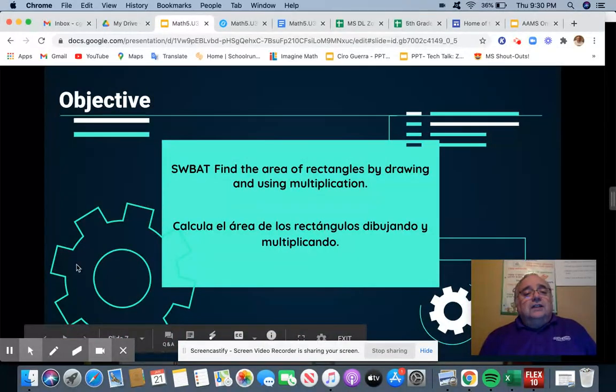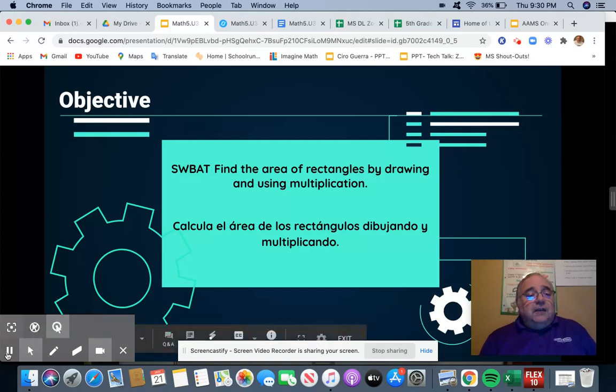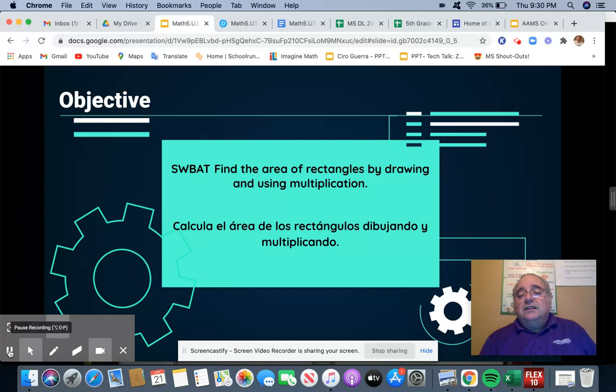Teachers, let's have a brave scholar who would like to be an architect or an engineer be able to use the volume and area formulas. Read the objective. Pausing in 3, 2, 1.